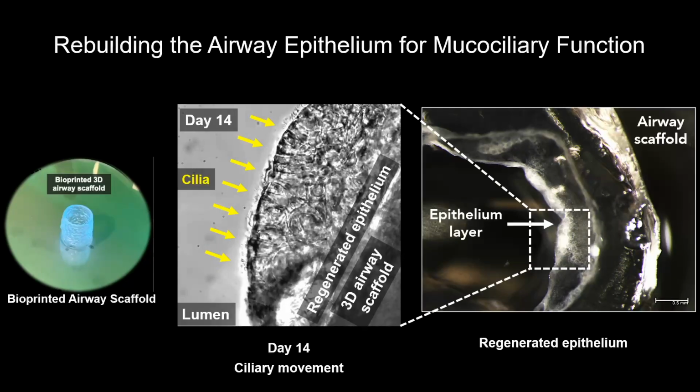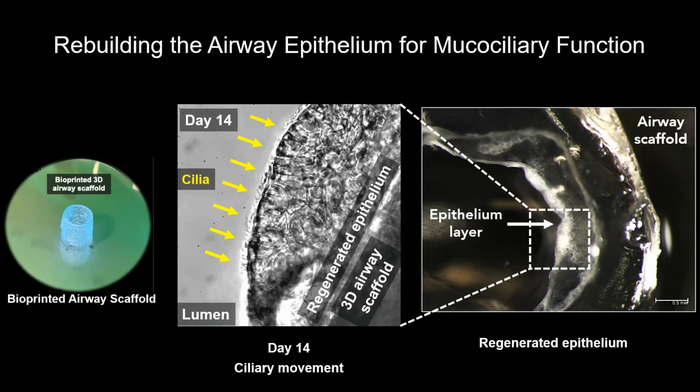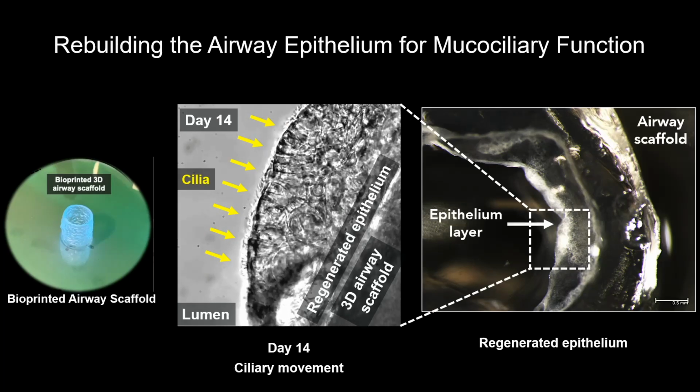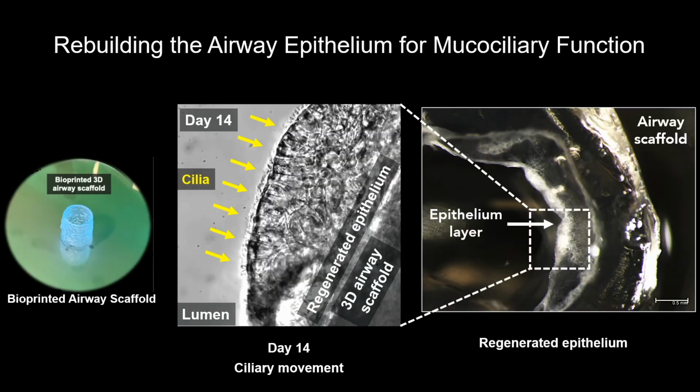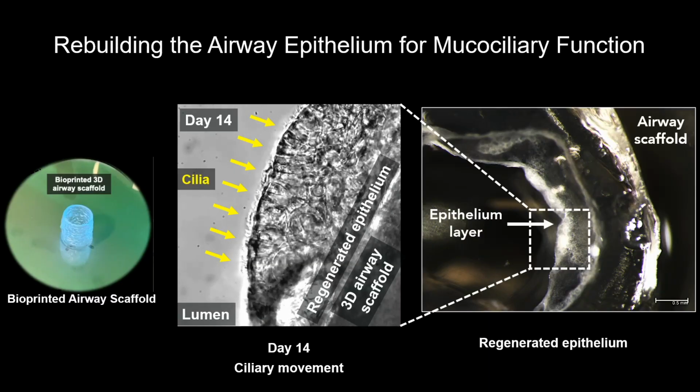What's exciting is within just 14 days at air-liquid interface, the patient-derived epithelial cells on our 3D scaffold became fully polarized and differentiated into ciliated cells. Using high-speed live imaging, we could clearly see coordinated ciliary beating across the surface, showing that this regenerated epithelium is not only properly organized, but also functionally active.